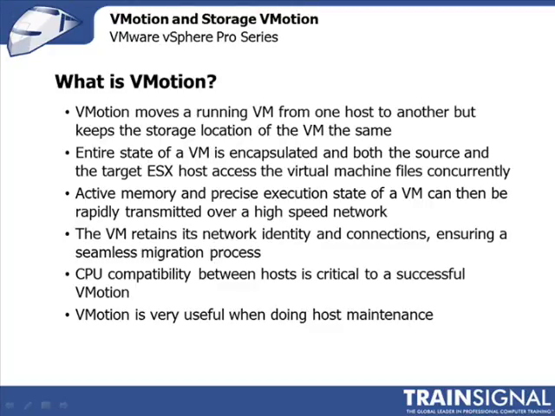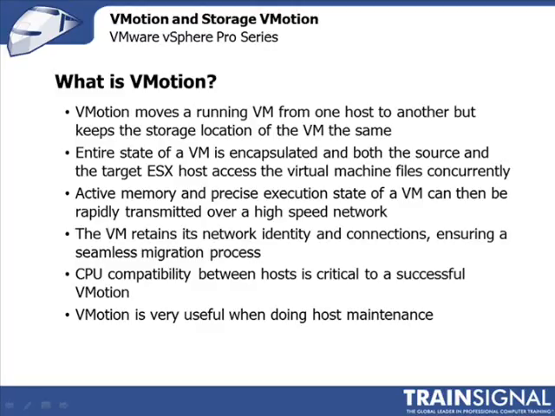vMotion is a powerful feature that allows you to quickly move an entire running virtual machine from one ESX host to another without any downtime or interruption to the virtual machine. This is also known as hot or live migration. The entire state of a virtual machine is encapsulated, and the VMFS file system allows both the source and the target ESX host to access the virtual machine files concurrently. The active memory and precise execution state of a virtual machine can then be rapidly transmitted over a high-speed network. The virtual machine retains its network identity and connections, ensuring a seamless migration process.